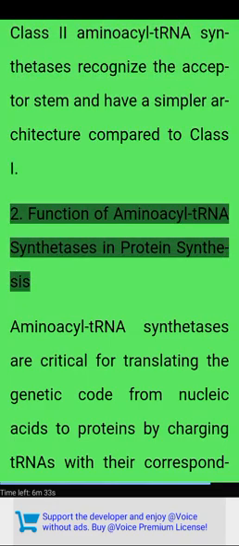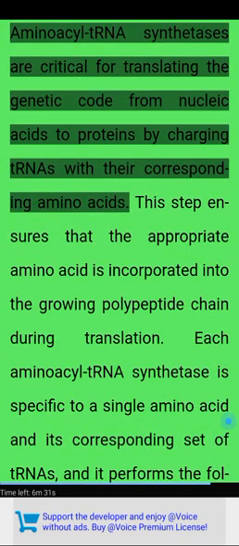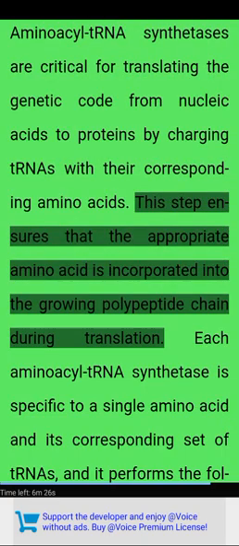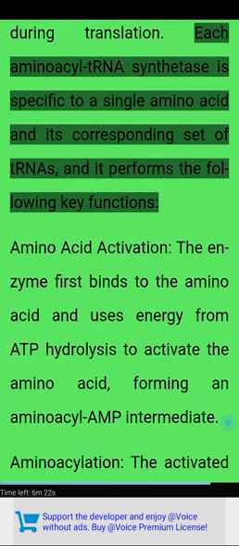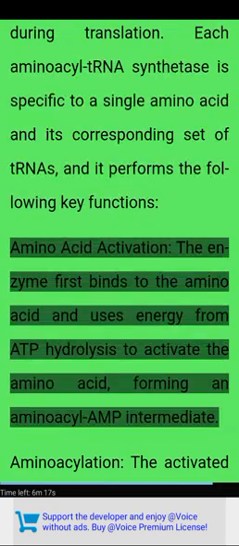2. Function of aminoacyl tRNA synthetases in protein synthesis. Aminoacyl tRNA synthetases are critical for translating the genetic code from nucleic acids to proteins by charging tRNAs with their corresponding amino acids. This step ensures that the appropriate amino acid is incorporated into the growing polypeptide chain during translation. Each aminoacyl tRNA synthetase is specific to a single amino acid and its corresponding set of tRNAs, and it performs the following key functions.